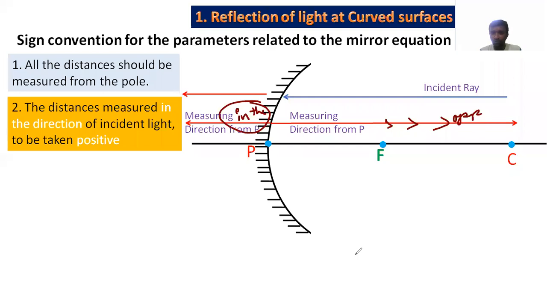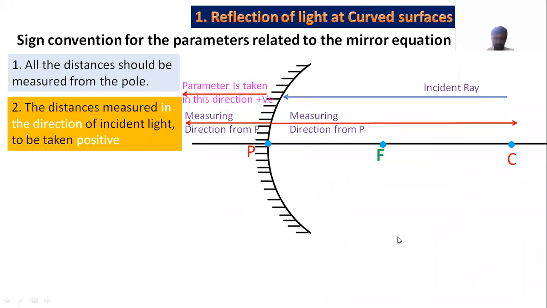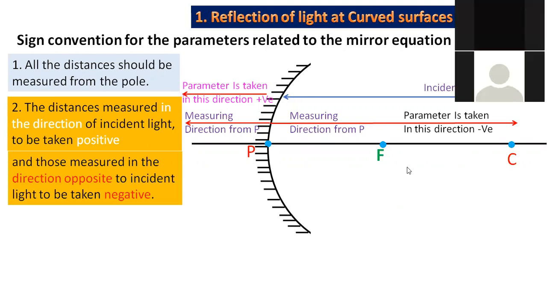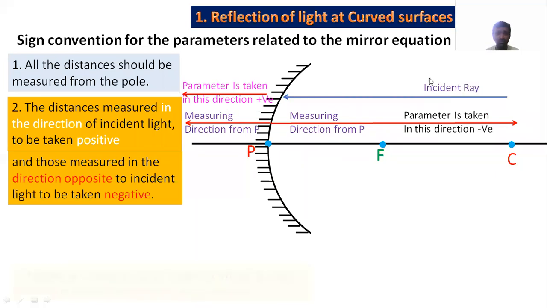If it is opposite, what to do? If it is opposite, then the measuring direction is what? If it is opposite to the direction of the incident light ray, it is taken to be negative. So it is measured in front of the mirror. This direction is taken to be negative. Clear in the diagram? Are you clear? Right, very good. So now I'll go to the third point.